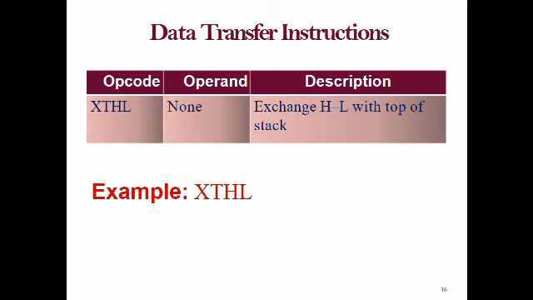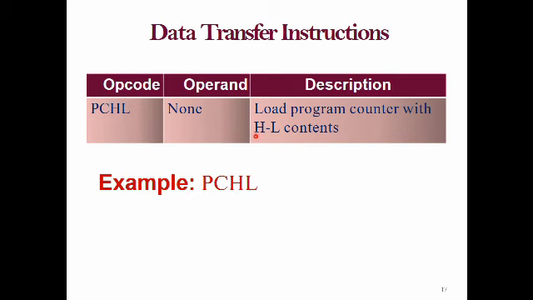XTHL. This instruction will exchange the HL register pair with the top of the stack. What it means, the contents of L register are exchanged with the location pointed out by the contents of the SP, and the contents of H register are exchanged with the next location, that is SP plus 1. This instruction is PCHL. It will load the program counter with HL register content. So whatever are the contents of the HL register, they will be copied into the program counter.